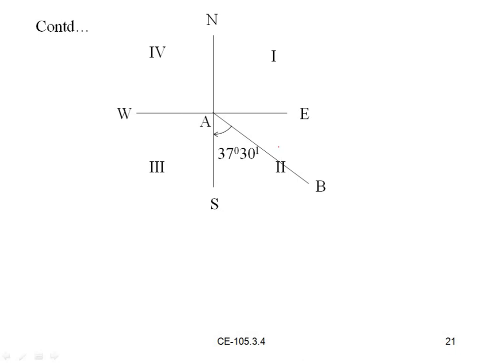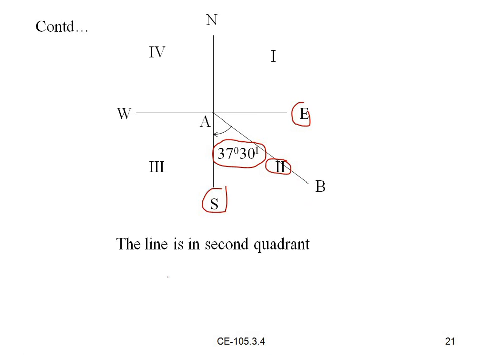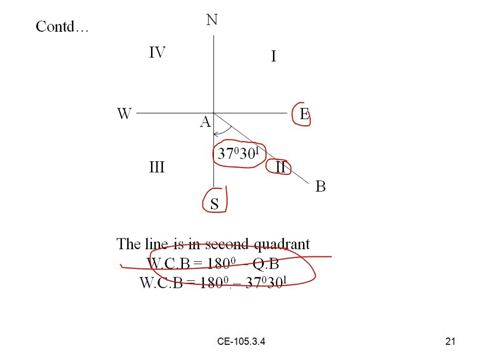The first one is 37 degrees 30 minutes. It is in the second quadrant, south east. So what will be the answer here? It is in the second quadrant, so we will do 180 degrees minus quadrantal bearing. Then we will get south 142 degrees 30 minutes east.